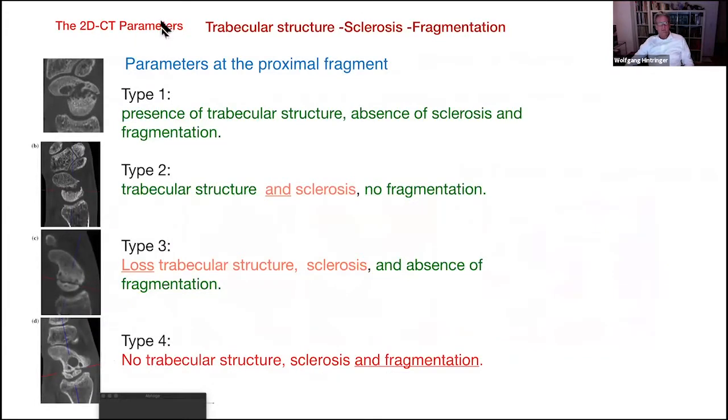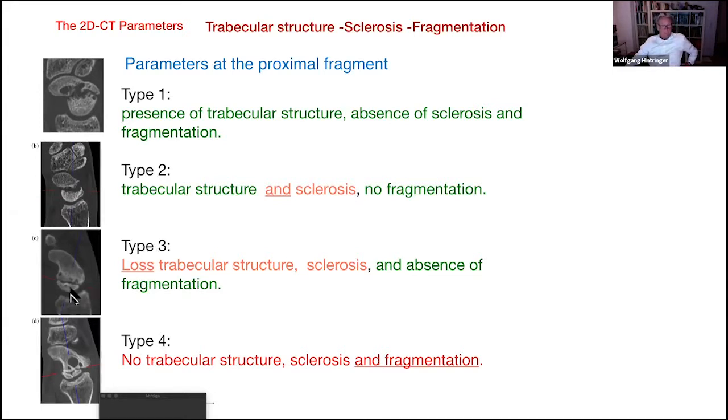The two CT parameters were trabecular structure, sclerosis, and fragmentation. And you can see here the type 1: presence of trabecular structure, absence of sclerosis and fragmentation. You can clearly see in the CT scan that the bone still has a trabecular structure. In type 2, you still have a trabecular structure, but you already have sclerosis, but no fragmentation.